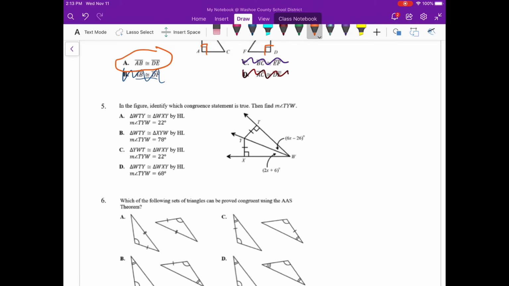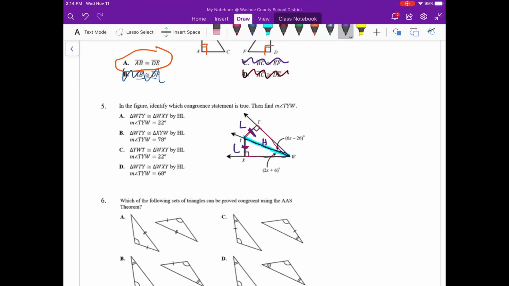On to 5. In the figure, identify which congruent statement is true, then find the measure of angle TYW. Okay, so let's look at this picture and see what it's telling us. This picture is saying that we have two right triangles, essentially. One's here, and the other one's kind of reflected across that line here. These sides are congruent, this one and this one. I can also assume that because they share this line, that part of the triangle is going to be congruent as well. So already, the hypotenuse here is congruent to each other because they share the hypotenuse, both of them.